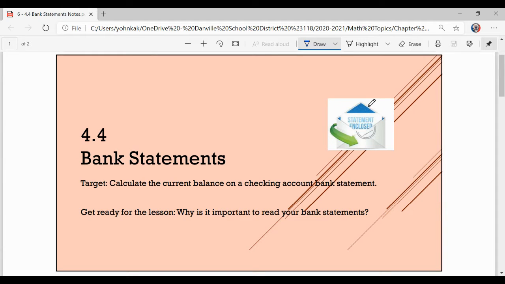All right, hey kids, welcome to section 4.4, bank statements. Today we're going to calculate the current balance on a checking account bank statement.